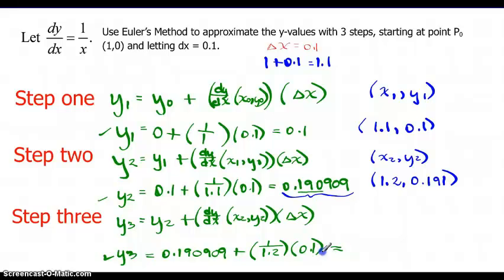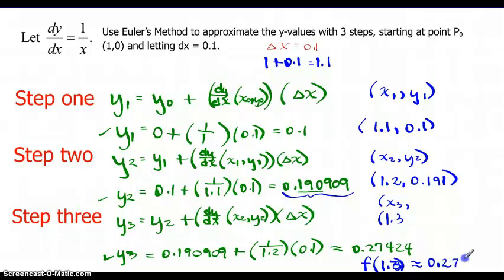So 1 divided by 1.2 times 0.1 plus 0.190909, and I get that is approximately 0.27424 if I entered all that correctly. So my actual answer, what they actually asked for, was the approximation to the output of the function in 3 steps with a step size of 0.1. That's where I am. No, here's where I am. See why that step's so important? x sub 3 is 1.3, thank you very much. And so y sub 3, or the output of the function, is approximately 0.274.